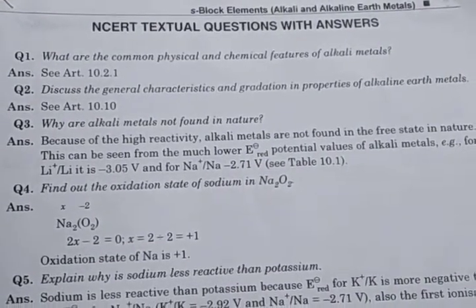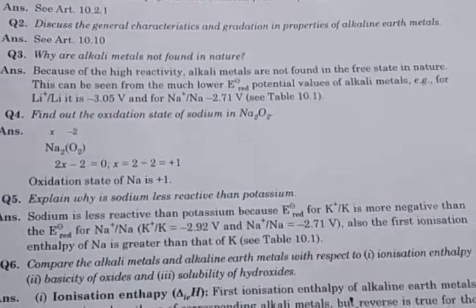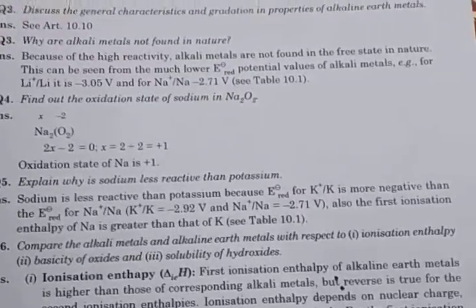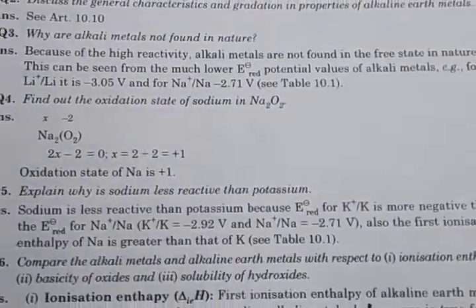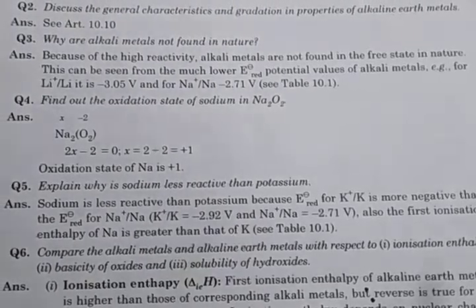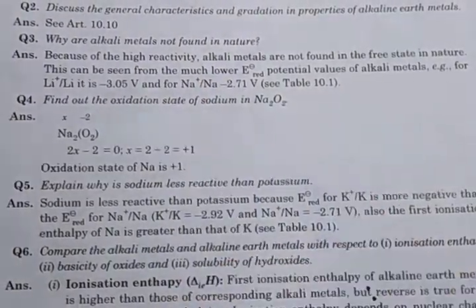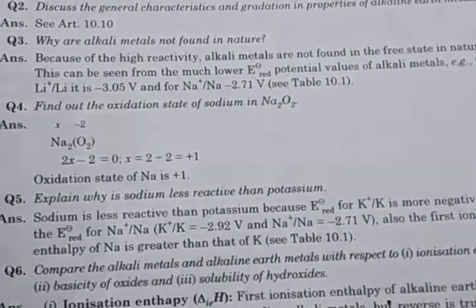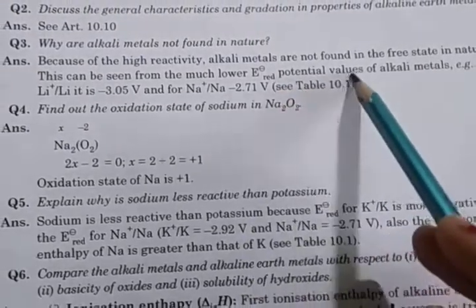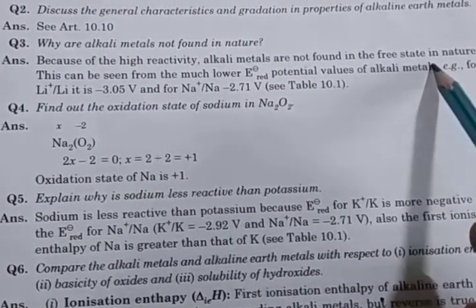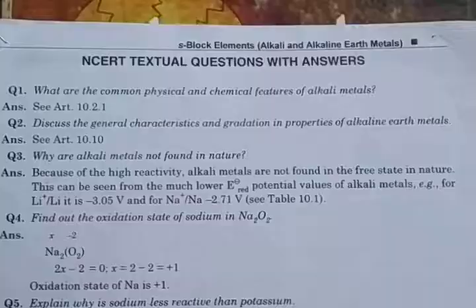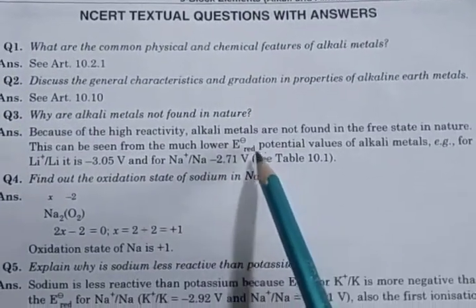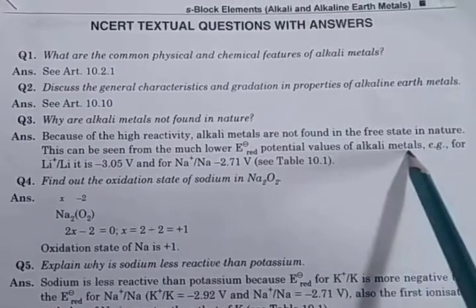Okay, so please see. Then question number 3: why are alkali metals not found in nature? Because alkali metals, as you already know, have high reactivity. Because of the high reactivity, alkali metals are not found in the free state in nature, and this can be seen from the much lower electrode potential, the reduction potential values of the alkali metals.